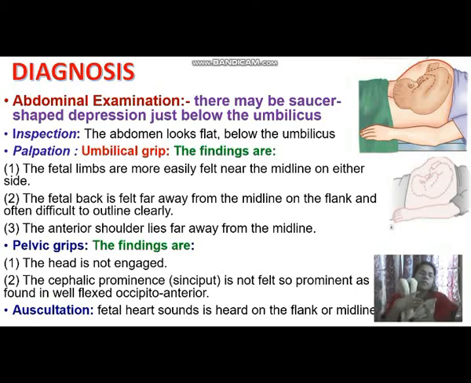If it is left occipital posterior, we can feel it on the left side. The fetal back is felt far away from the midline, in the flank, and is difficult to outline clearly. So the FHS cannot be heard clearly in the midline. Then the anterior shoulder lies far away from the midline.